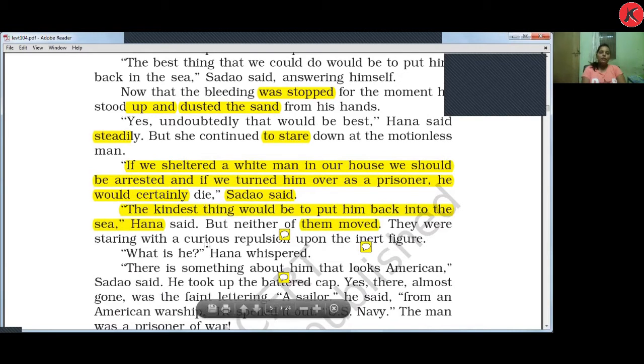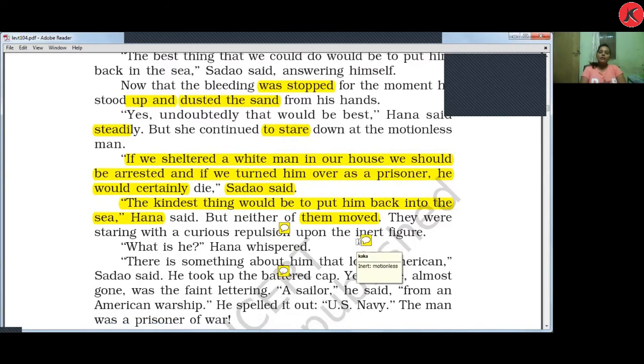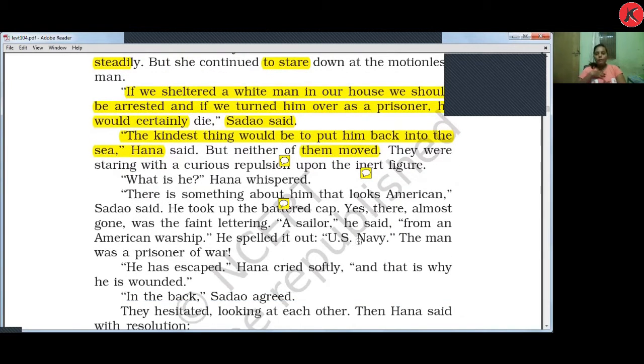They were staring with curious repulsion upon the inert figure. Repulsion means a strong dislike, and inert means motionless. They have decided to do this, but from inside they do not have any feeling to put him back into the sea. They are disliking it from inside, though this is their opinion and option, upon the inert figure.